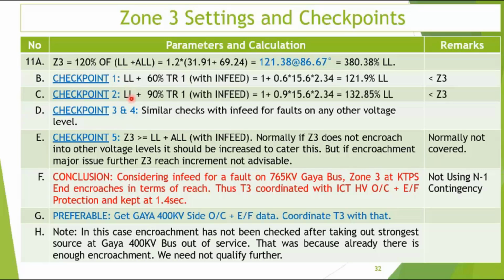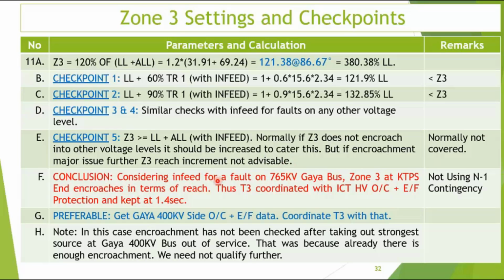All these 4 checkpoints are where we need to decrease zone 3. In this checkpoint, we are already burdened with such a high zone 3, so we will not increase any further. But if encroachment is not a major issue, then zone 3 can be incremented. If encroachment is a major issue, further zone 3 reach encroachment is not advisable.